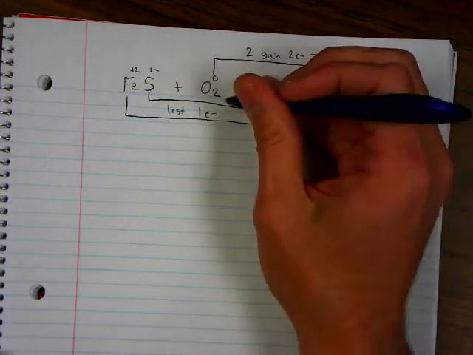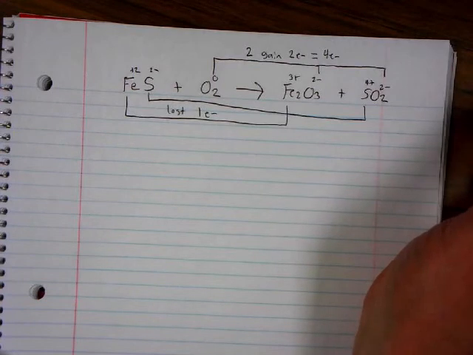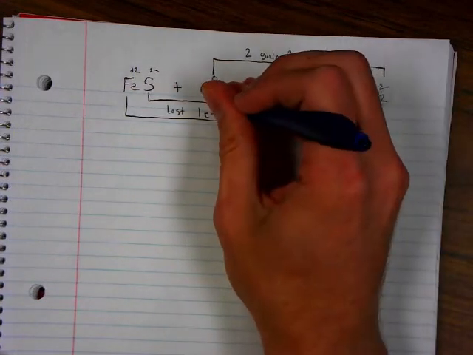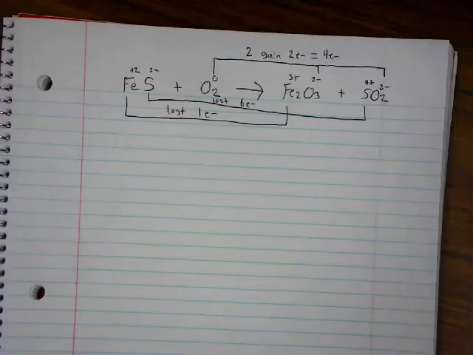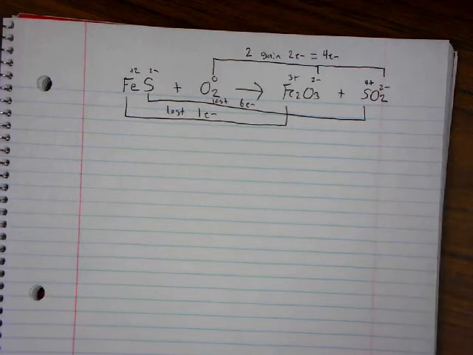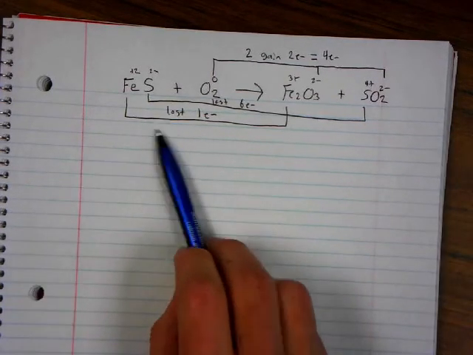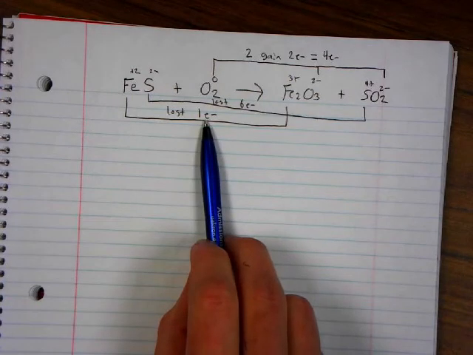Sulfur went from a 2 minus to a 4 plus. Agreed? So sulfur's also doing something. It's changing even more. Okay, what does sulfur do? It did not gain. It lost 6 electrons. Sulfur lost 6 electrons. Holy moly.